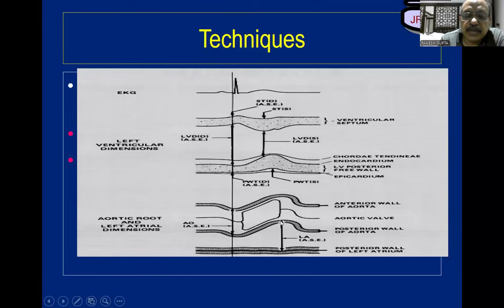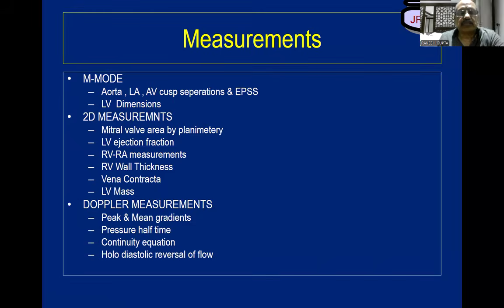Similarly, if I'm doing M mode echocardiography of the LA size, a leading edge is over here and a leading edge is over here in the posterior wall, the LA free wall. And that's how we do measurements.